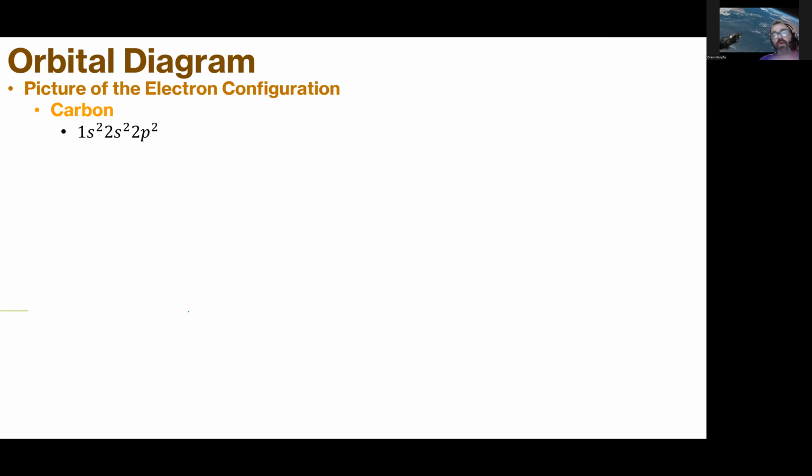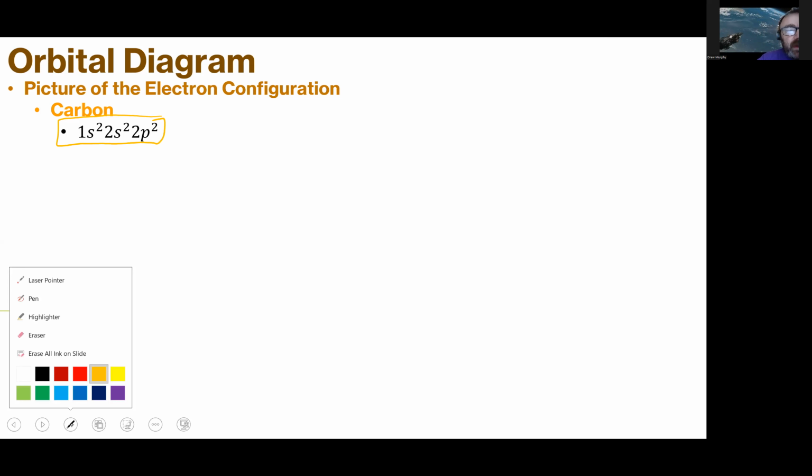All right. Orbital diagram. An orbital diagram shows you a picture of the electron configuration. I've had students get confused about this before, and they draw an orbital diagram instead of writing the electron configuration. It's way too much work. The orbital diagram, this is the electron configuration. The orbital diagram is a picture that shows how the electrons are in there.